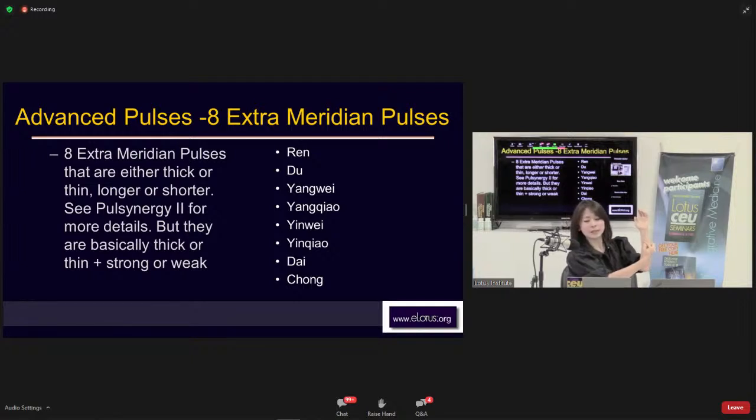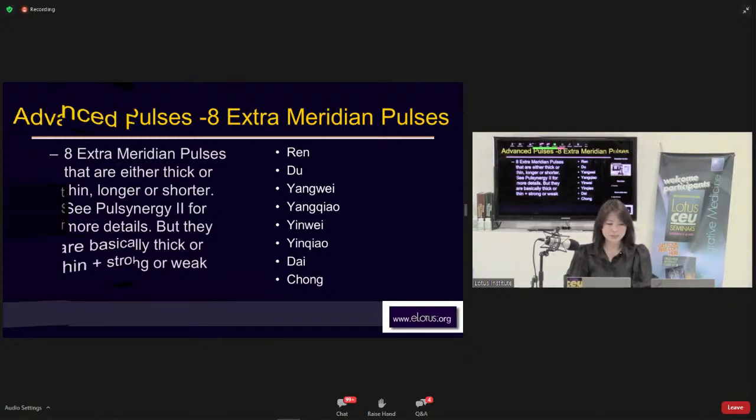Some pulses like the Du and the Ren and the Yin Qiao are over here. And the Yang Wei, Yang Qiao, Yin Wei are up here. So they point to the middle finger, the index finger, and the thumb. These are the pulses. The normal position cannot contain these pulses anymore, so the disease spills over to the extra meridian. So you will see them up here or down here. That's why they're the extra meridians. Okay, let's go to the next.